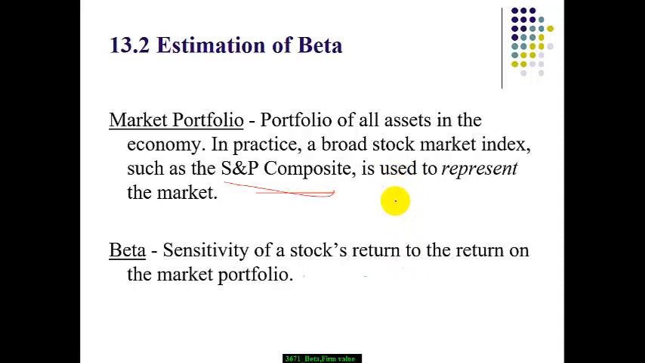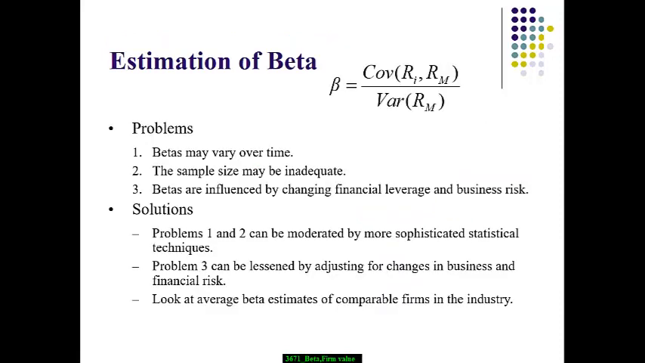Then you can use regression or Excel functions to find the slope of these two. So that's our beta. Beta actually just captures the covariance between the firm and the overall market. When the market goes up or down, is this company's stock going up or down as well? So, some issues with the beta estimation process.